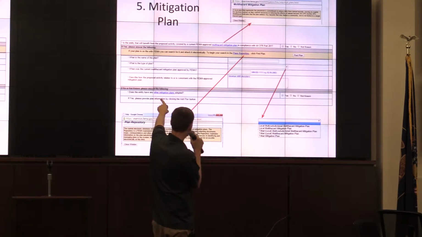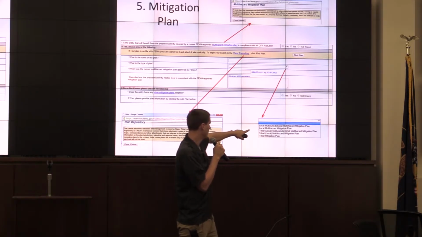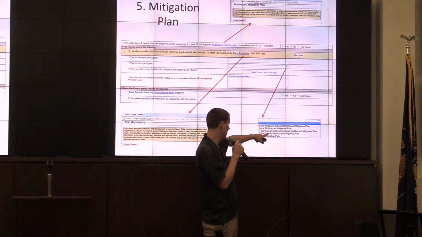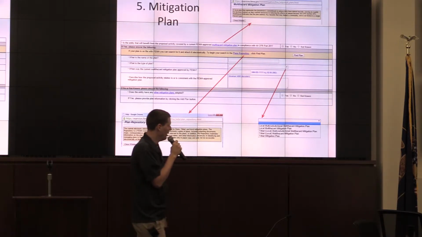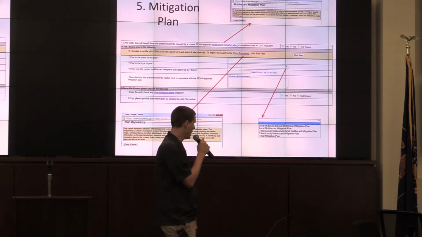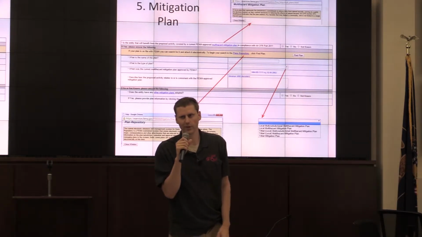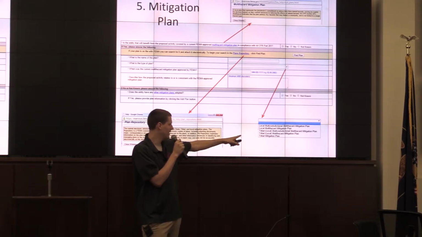Okay, so for the type of plan, I missed that one. What is the type of plan? They have these options here: local multi-jurisdictional multi-hazard mitigation plan, local multi-hazard mitigation plan, and then three tribal ones: a multi-jurisdictional, a multi-hazard, or a tribal mitigation plan. For the top one, if there's more than one jurisdiction in the plan, click that option. If it's a single one, you click it.